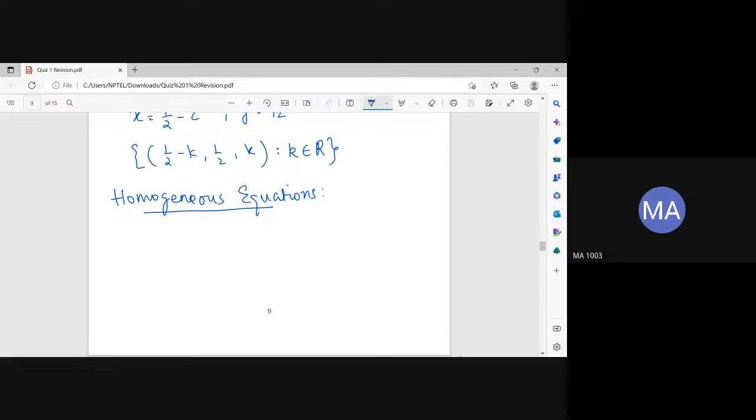Number of variables kam hai to definitely not unique solution. That's the only thing you can say. You cannot say whether it is no solution or unique or infinitely many solutions.